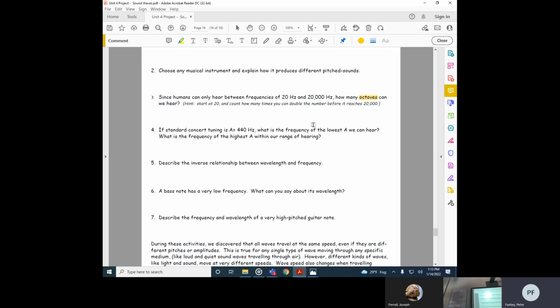So hopefully you found an A that was still an A, right? It still had to be an A, and you gave me the number of hertz in the lowest possible A that we could hear. Also, you gave me the number of hertz in the highest possible A that we could hear. Right? That takes us to number 5. Inverse relationship between wavelength and frequency.